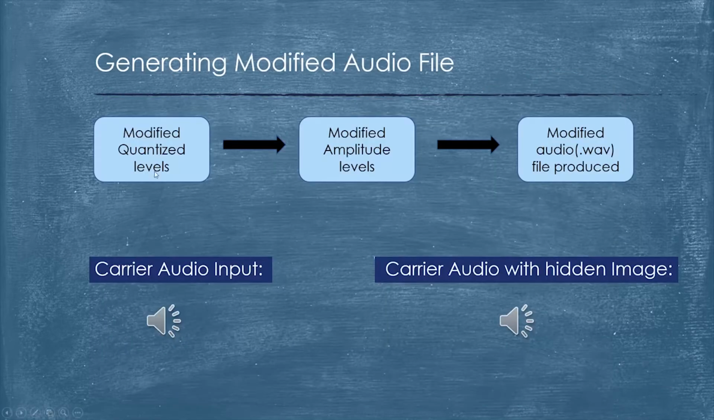Now after the quantization levels have been altered, they have to be converted to the amplitude levels. This is the reverse of the quantization process. The amplitude levels corresponding to the quantized levels are obtained, and then this can be used to write an audio file, which is basically the carrier audio file which contains the secret image.